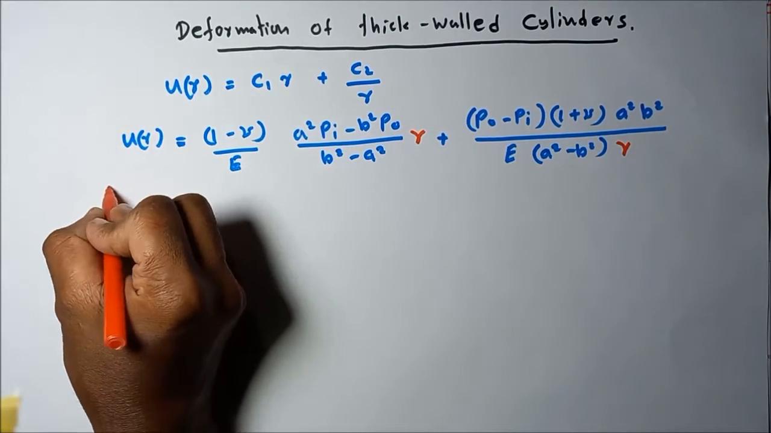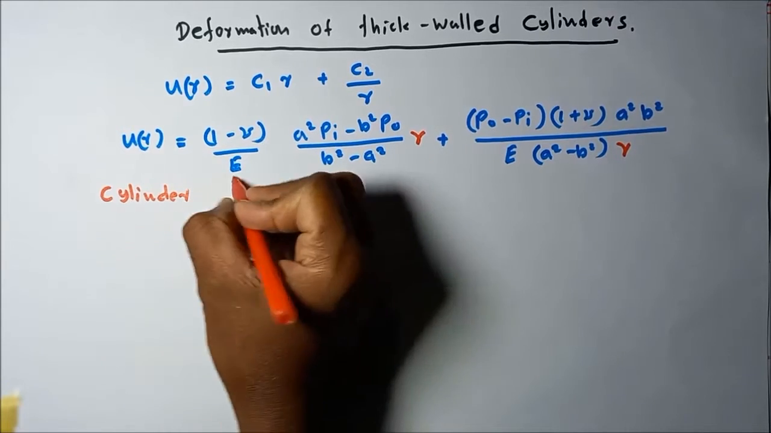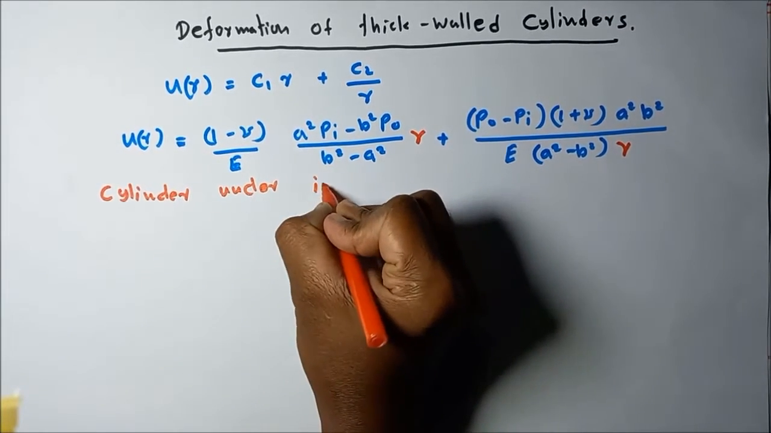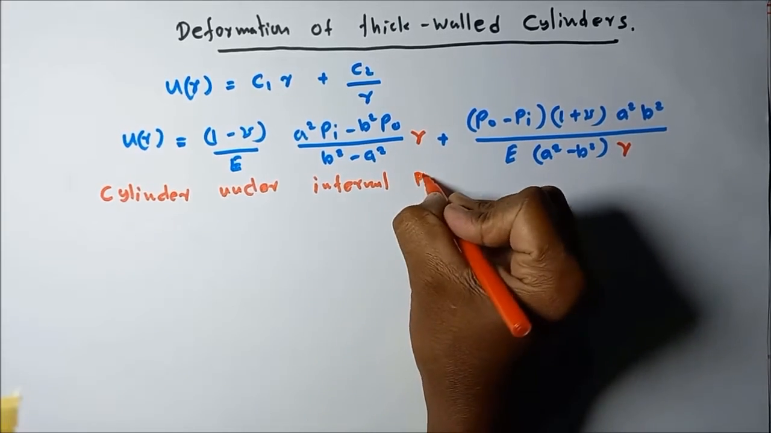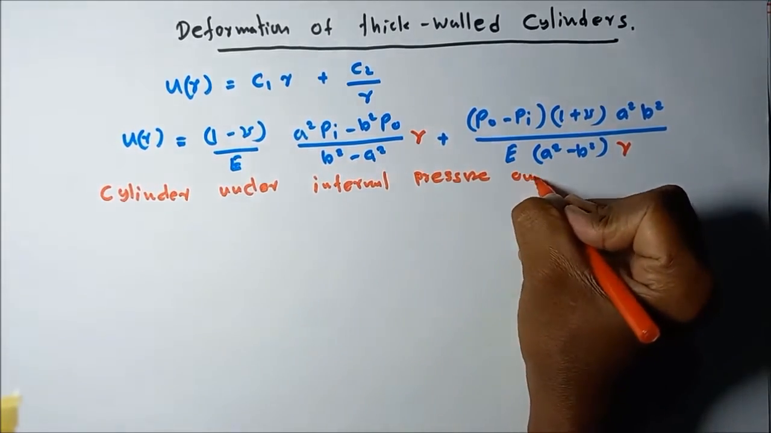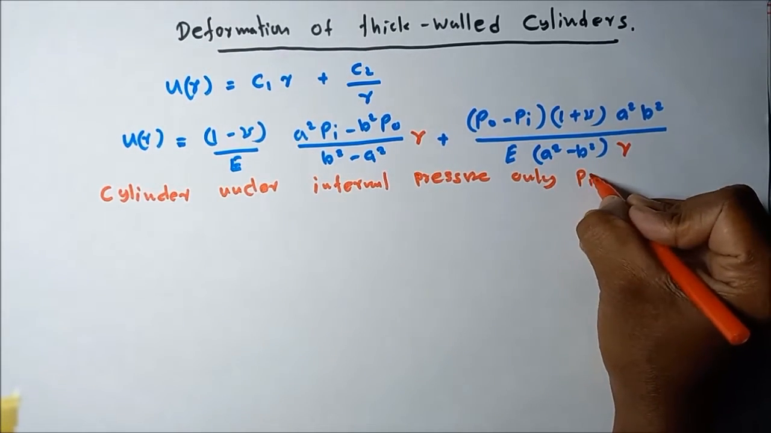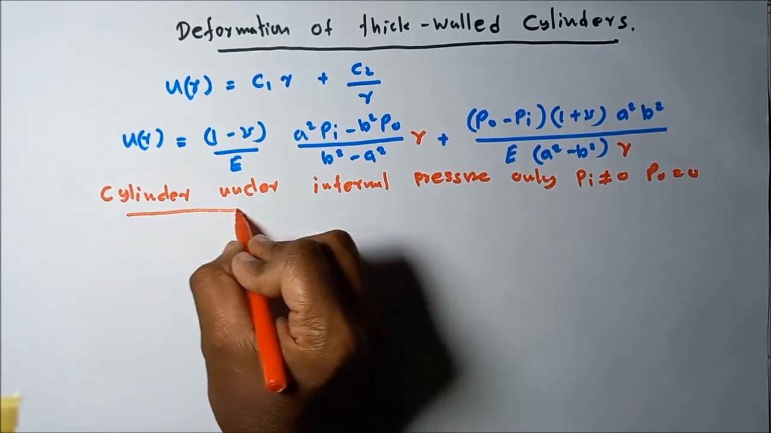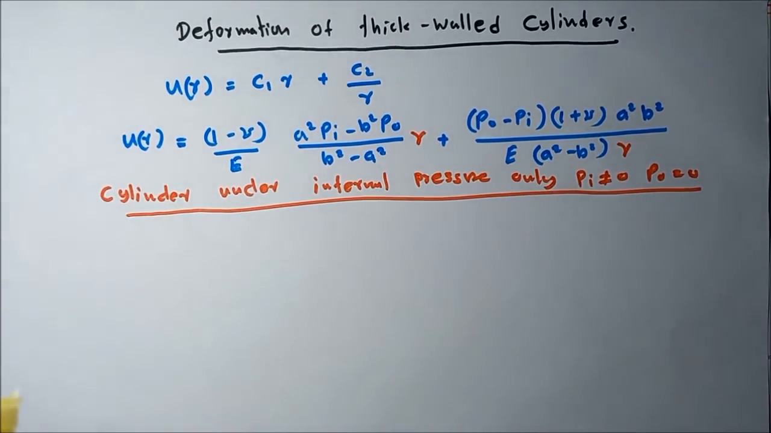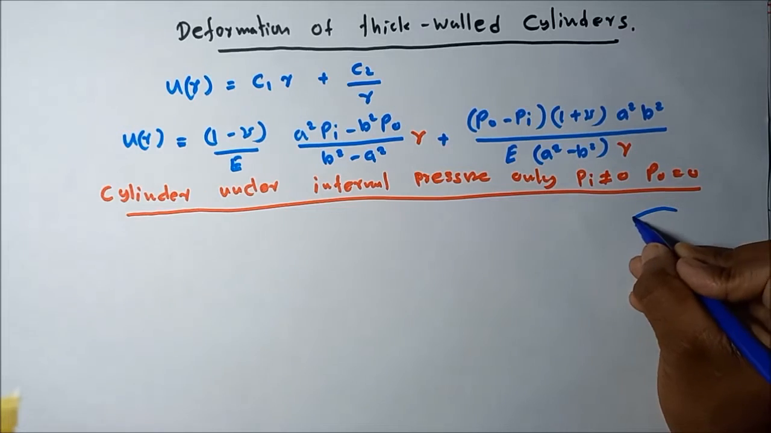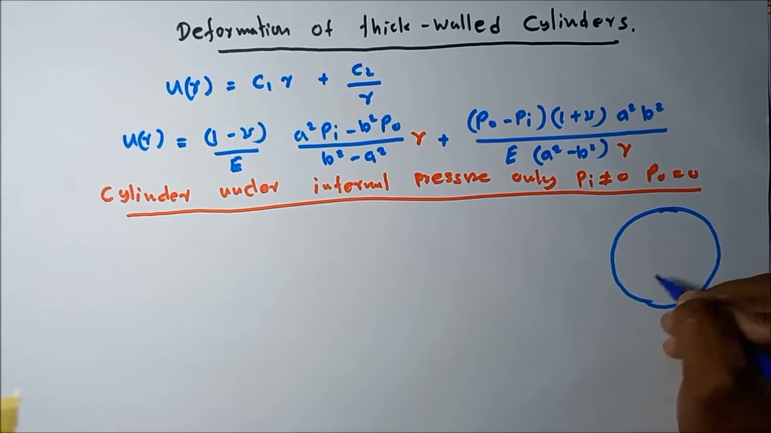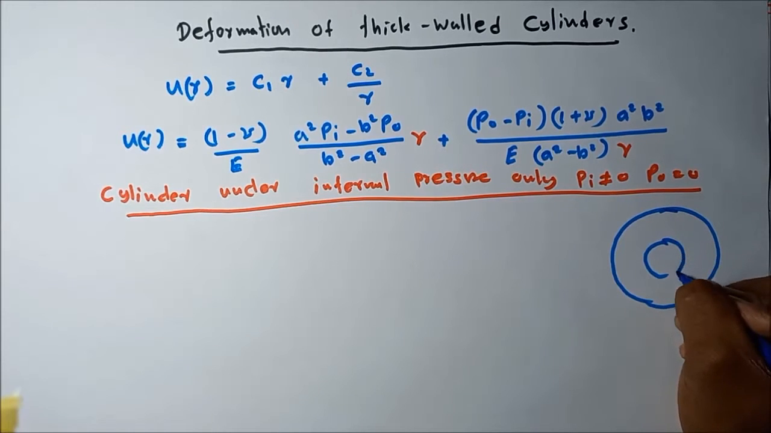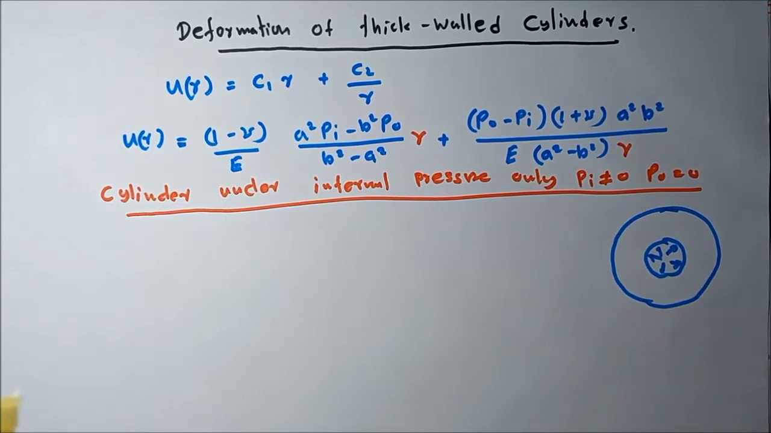First of all, cylinder under internal pressure only. That means the Pi is not equal to 0, the Po is equal to 0. P out is equal to 0, P in is not equal to 0. That means I will draw the sketch also. Only the internal pressure exists.